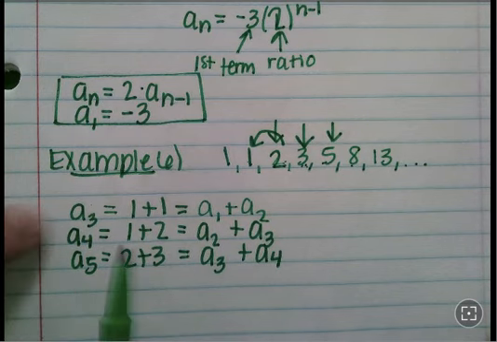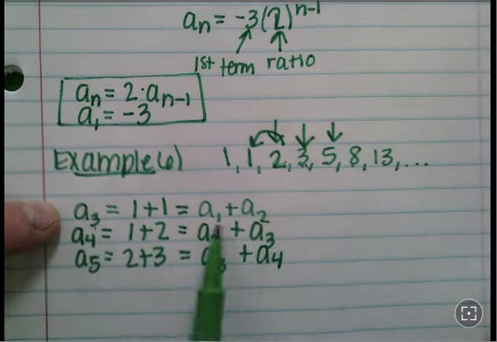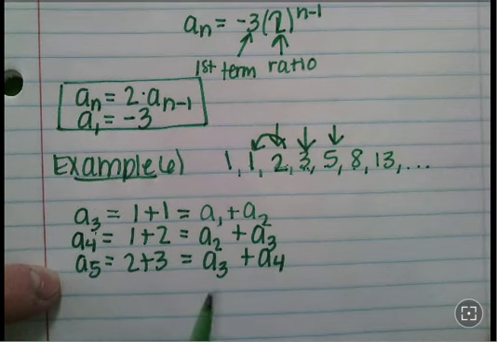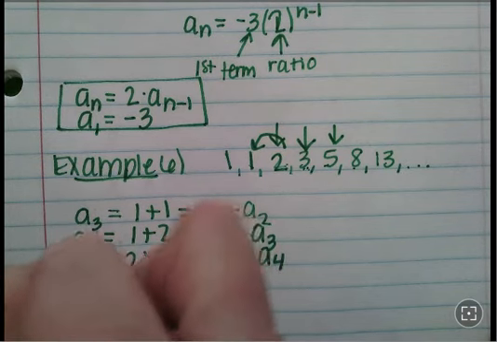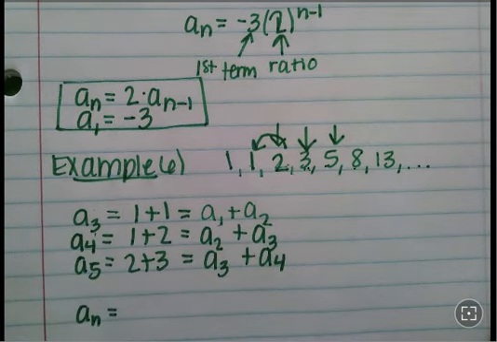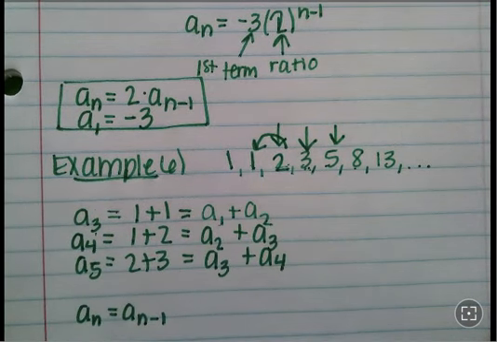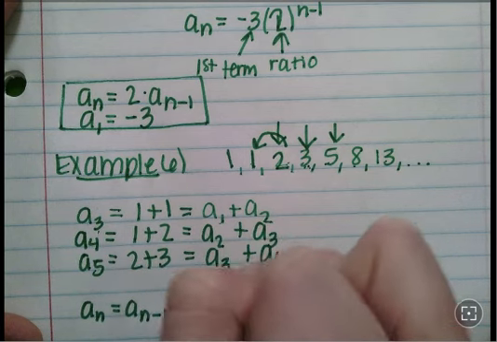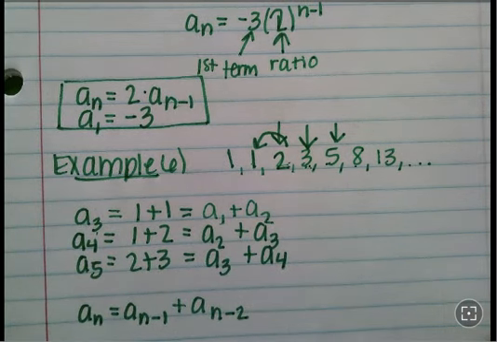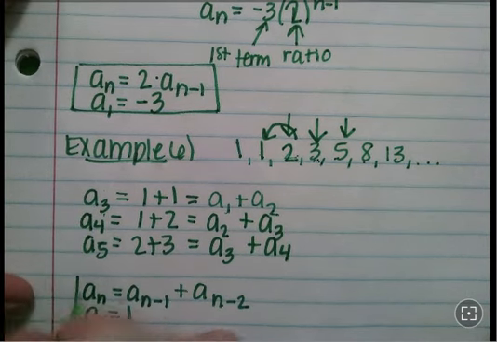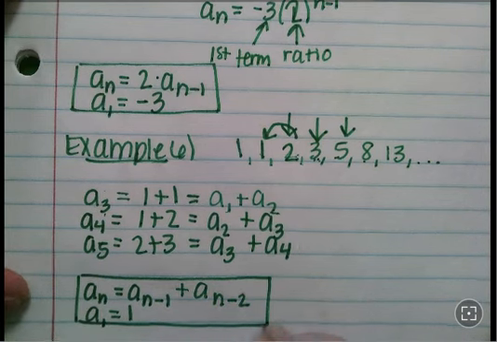So what we've got is, if we want to find the third term, we add the first and the second. If we want to find the fourth term, we add the second and the third. If we want to find the fifth term, we add the third and the fourth. So if we want to find the nth term, we're going to add the 2 terms before it. And we know that the term before is a sub n minus 1. But if you want the term before the term before, so 2 before, you write that as a sub n minus 2. And then, of course, define your first term as 1. So that is how you write a recursion rule for the Fibonacci sequence.